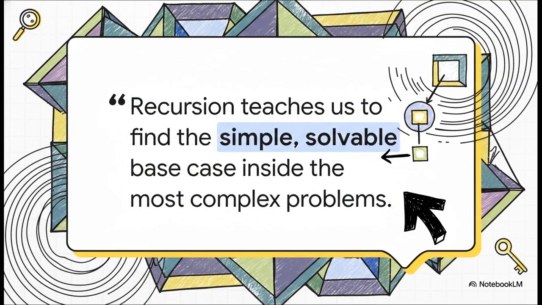So when you boil it all down, what's the big takeaway here? It's that recursion is so much more than just a coding technique. It's a mindset. It's a way of looking at a huge, intimidating, complex problem and just knowing that somewhere buried inside is a simple, tiny, solvable version of it. That's your base case. And if you can find that, you've found the key to solving the whole thing.